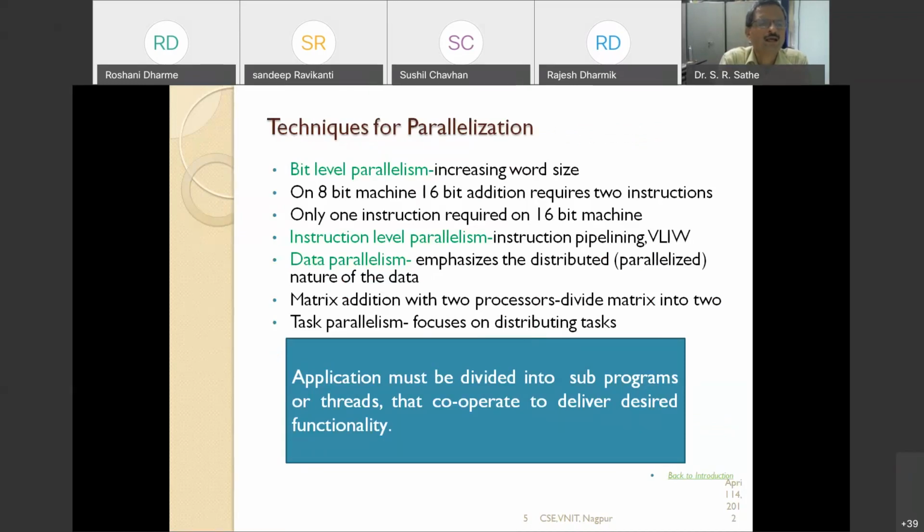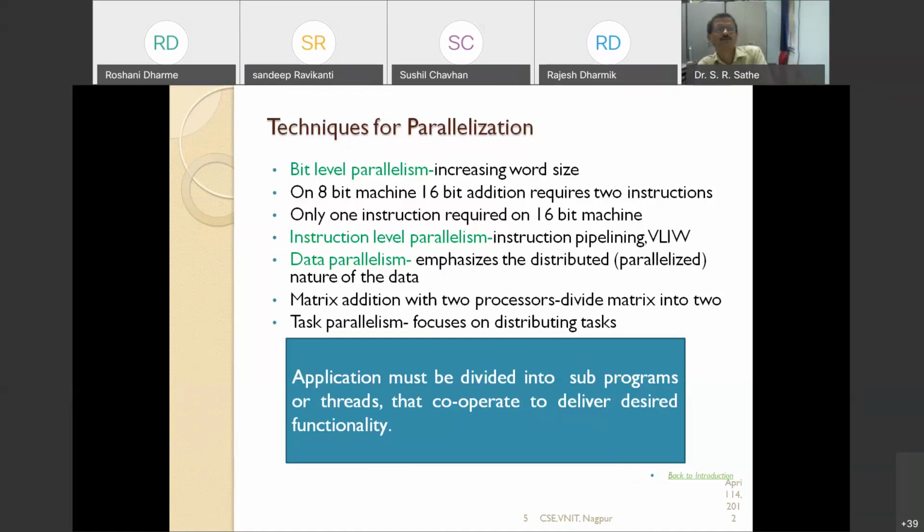Instruction level parallelism means either instruction pipelining or very large instruction word. If the instruction word is very large, you can put several instructions in the same instruction. So one instruction containing a large number of instructions. That is instruction level parallelism.